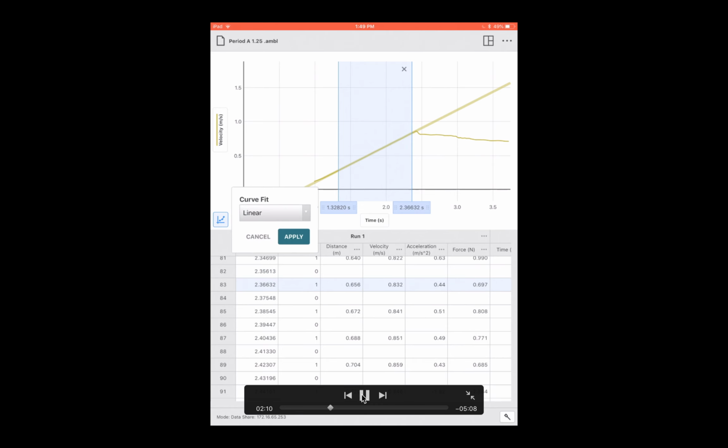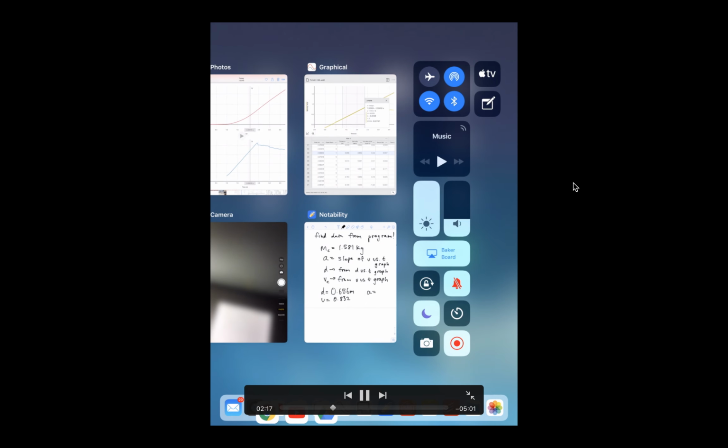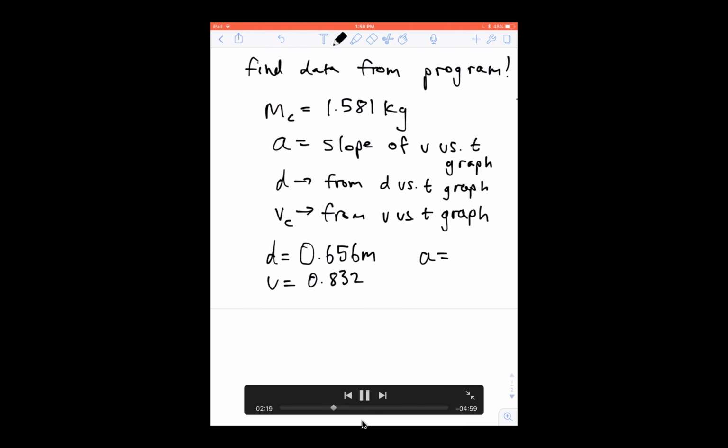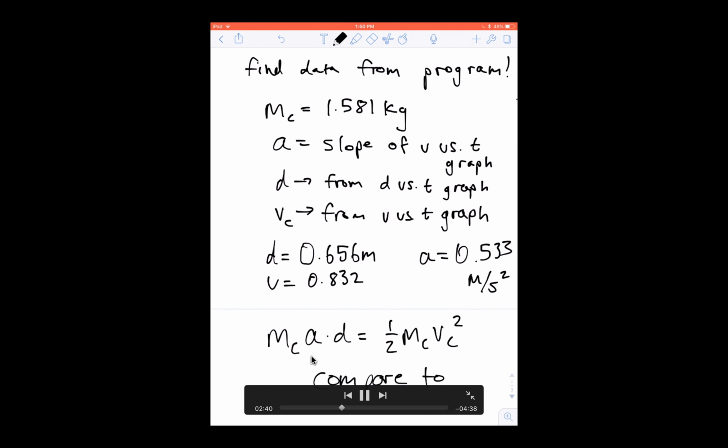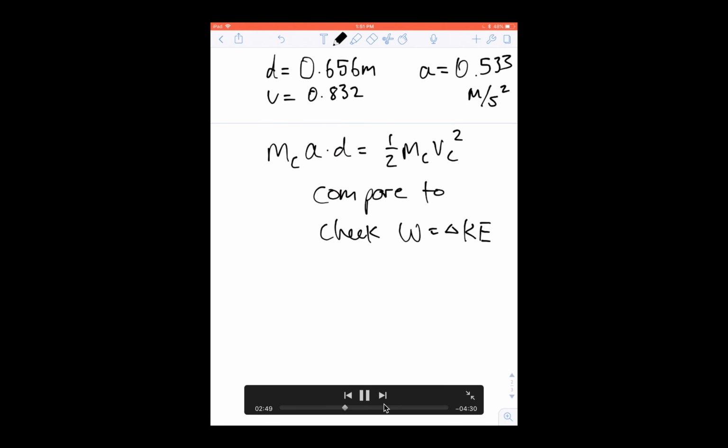You guys know how to do that. Just apply the curve fit. There it is, 0.533 meters per second squared. That's the acceleration. And so what we'll do from there is plug all of that data into the formula that we set up. So the mass times the acceleration times the distance for the cart should equal its change in kinetic energy. So we'll check to see if that is the case.